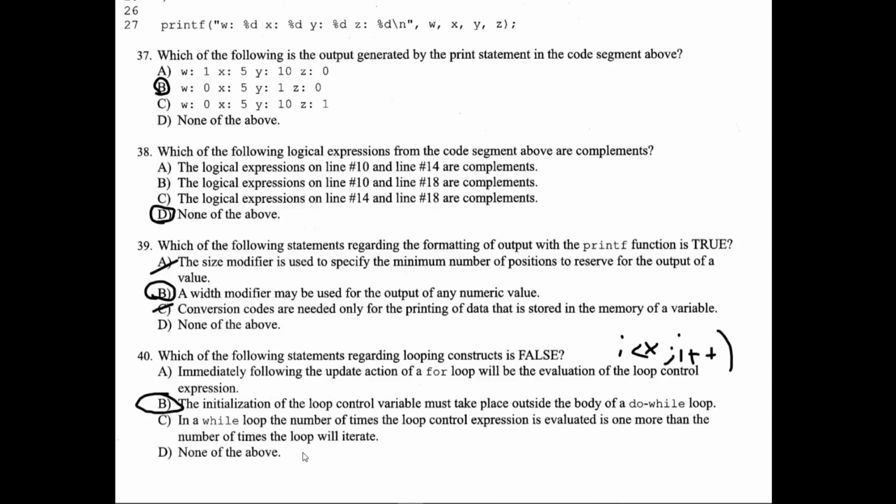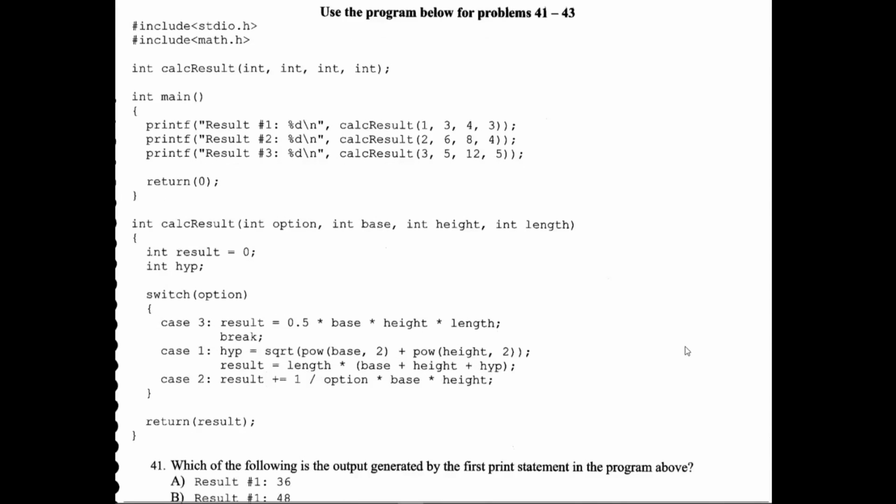That is also true. The loop control expression must be evaluated one final time to ensure that it is actually false before the while loop is stopped and skipped, and the program continues.